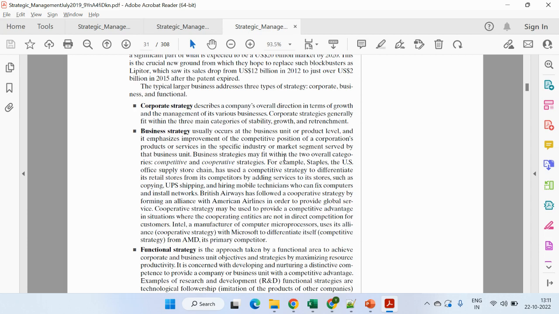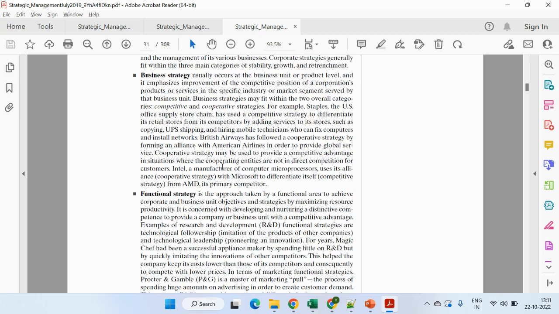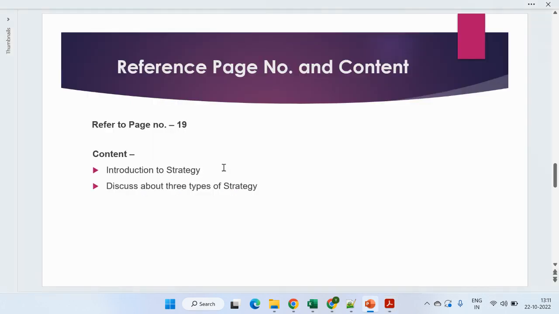Like the corporate strategies overall, they're thinking from the business perspective. Business strategy is thinking about the business units or at the product level. Functional strategy, how it will function, or how additional things which they can implement as a part of innovation. So we need to talk about all these strategies, and need to specify how these strategies will be helpful in bringing back the theater chains after pandemic. So this is the way how you write.